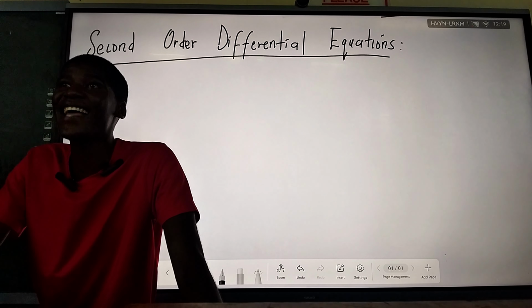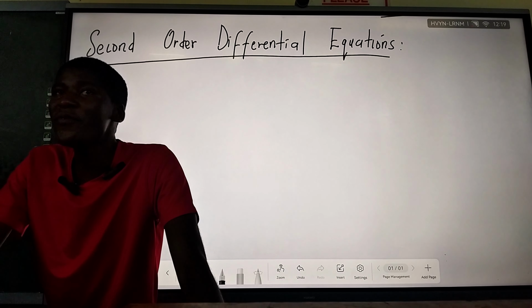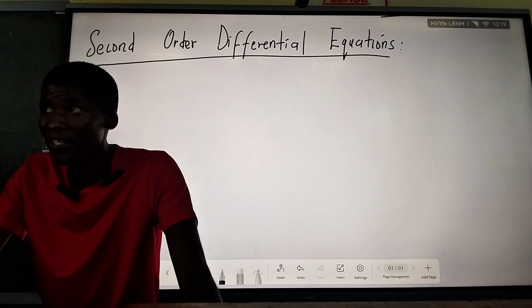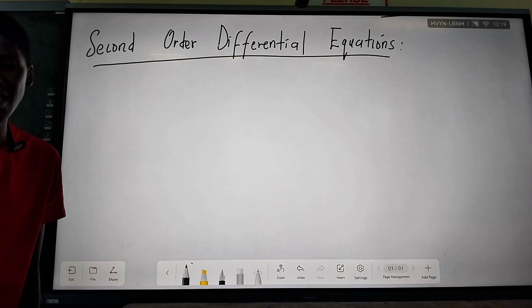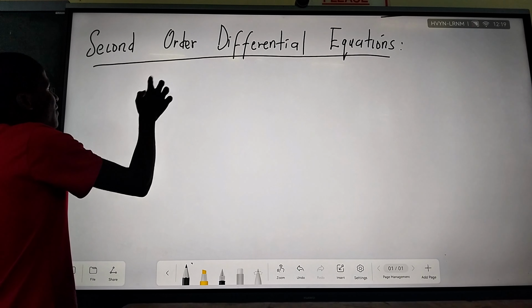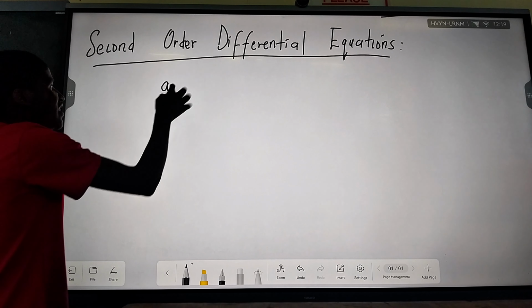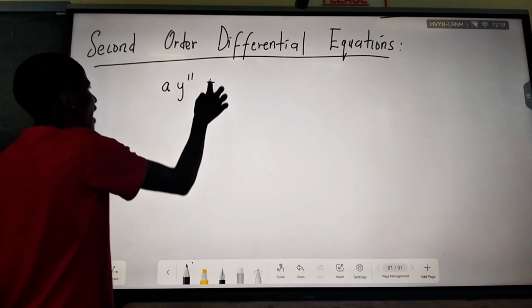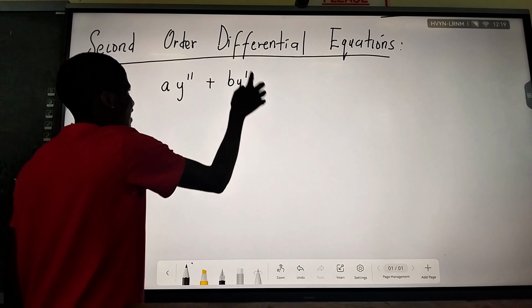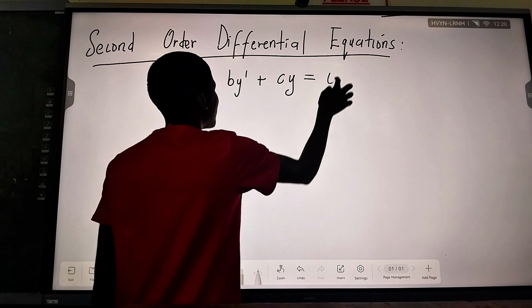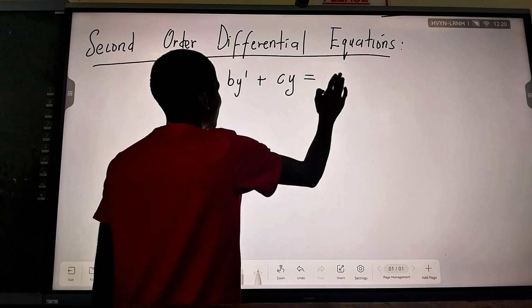The order of a differential equation is just the order of the highest derivative. So when we say second order, it means the highest derivative is the second derivative. When you have an equation in a simple form, such as a coefficient times y double prime plus another coefficient times y prime plus another one times y, this is equal to something.